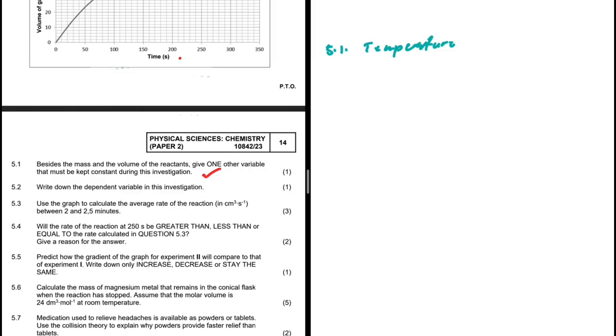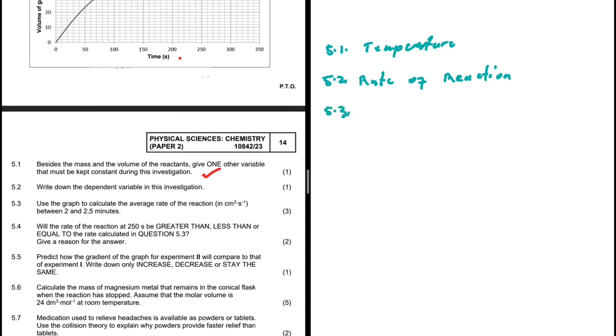Okay, that is 5.1. What about 5.2? Write down the dependent variable in this investigation. Well, the dependent variable is essentially what we are measuring, right? We are taking a look at the effect of state of division on the rate of reaction. So what you're measuring here is rate of reaction. It is our dependent variable. It is depending on that which is changing, the state of division, which is our independent variable. Okay, 5.2. Let's take a look at 5.3.